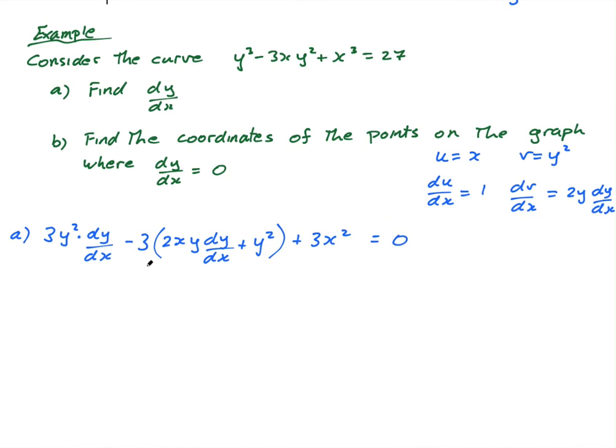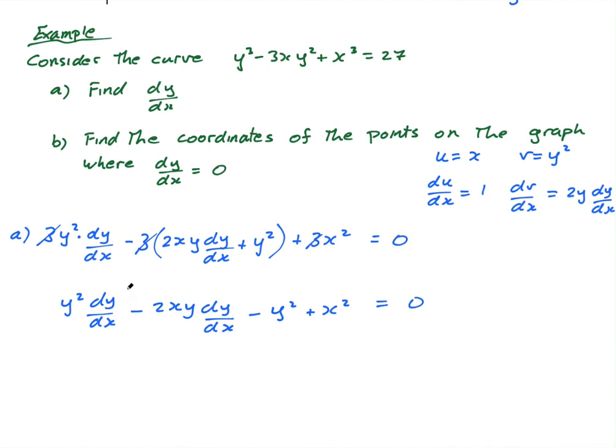Okay. Now I'm going to multiply all this out. But if I actually look at this, look, these 3's cancel. Nice. So let's cancel the 3's. I'm dividing everything by 3, dividing across by 3. So now I have y squared dy dx. Careful with this minus. Minus 2xy dy dx minus y squared plus x squared equals 0.